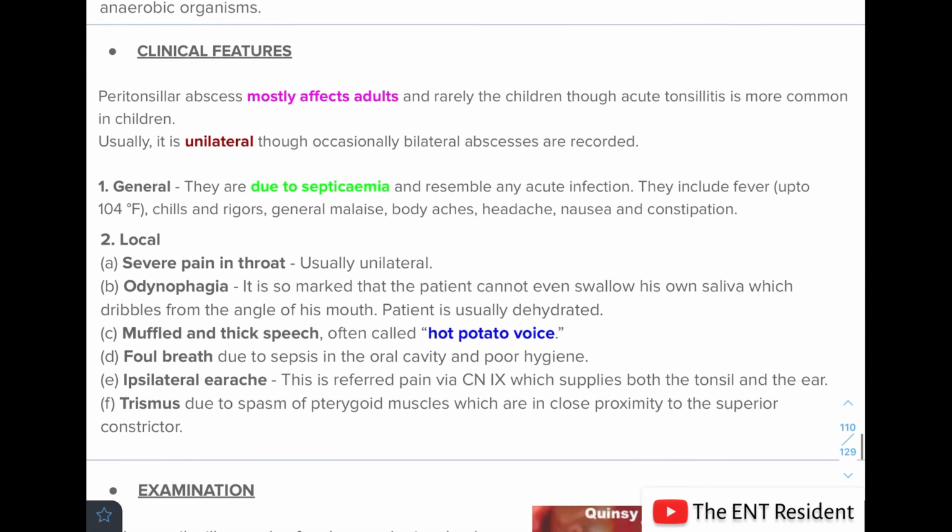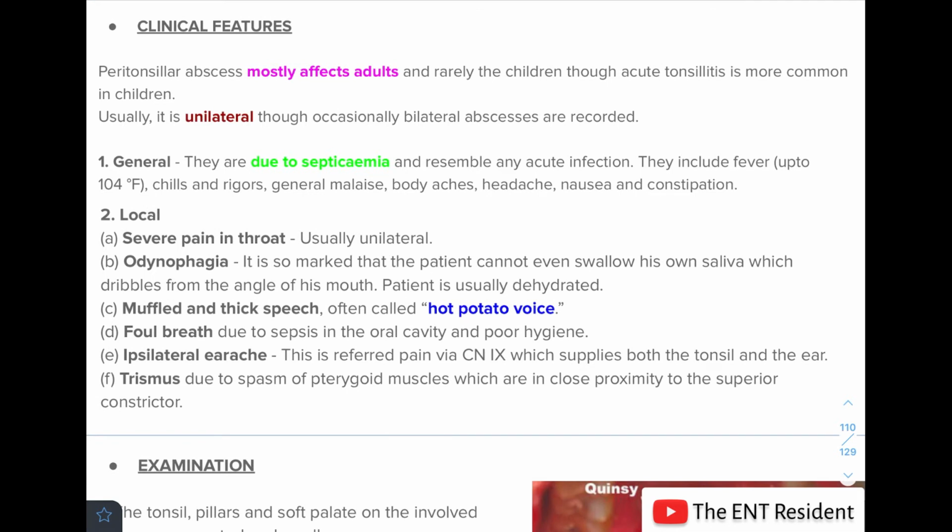Coming to presentation of the case. It will mostly affect adults and rarely children, though acute tonsillitis is more common in children. Usually it will be unilateral but occasionally you might find bilateral abscesses as well. So general clinical features are fever, chills and rigor, general malaise, body ache, headache, nausea, constipation. These symptoms will be due to septicemia and they will resemble any acute infection.